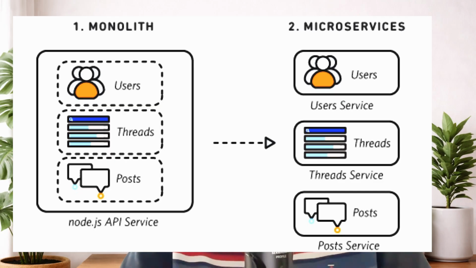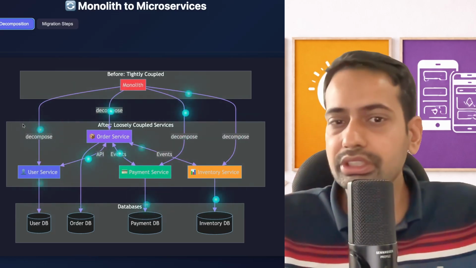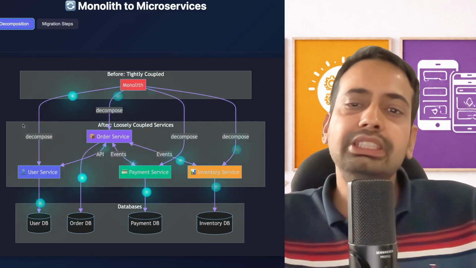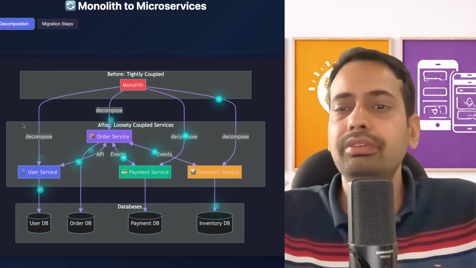One update means redeploying the entire service, the entire code base, right? One bug can affect everything. So how do companies handle massive scale without breaking their system? They transition from monolith to microservices. Instead of one big application, they split it into smaller independent services, each handling a specific function. This makes scaling easier, deployment faster, and failures isolated, right?